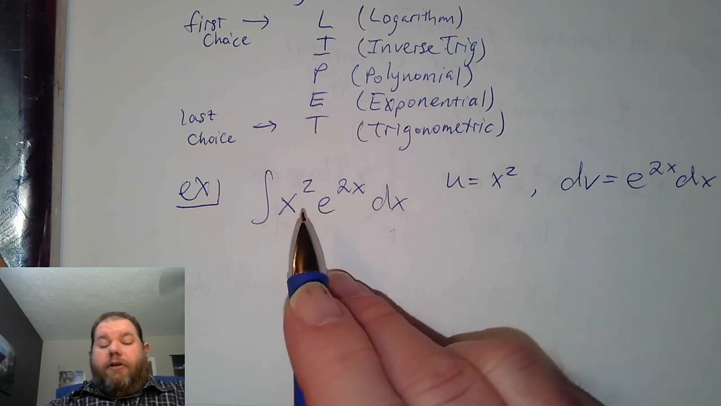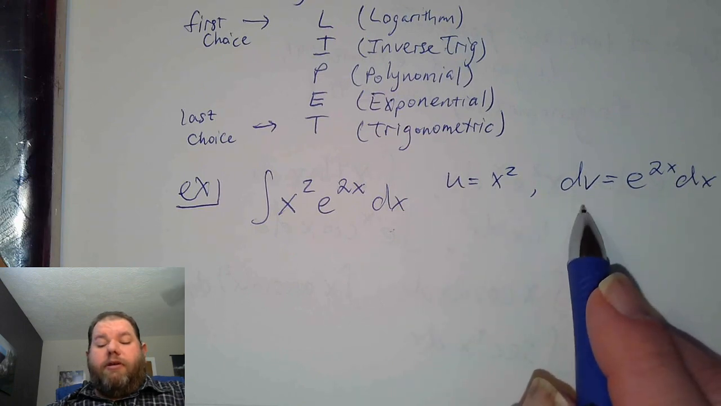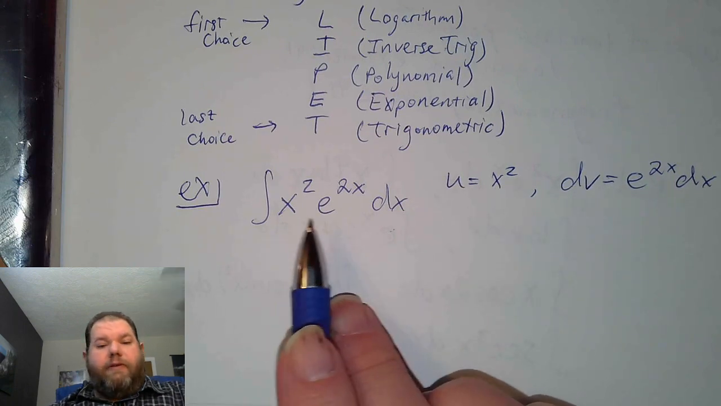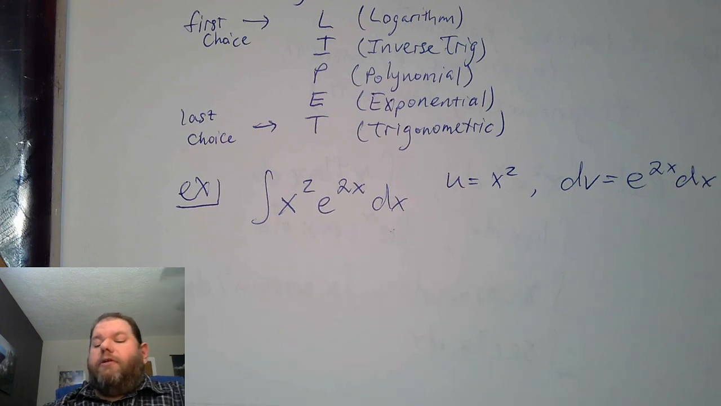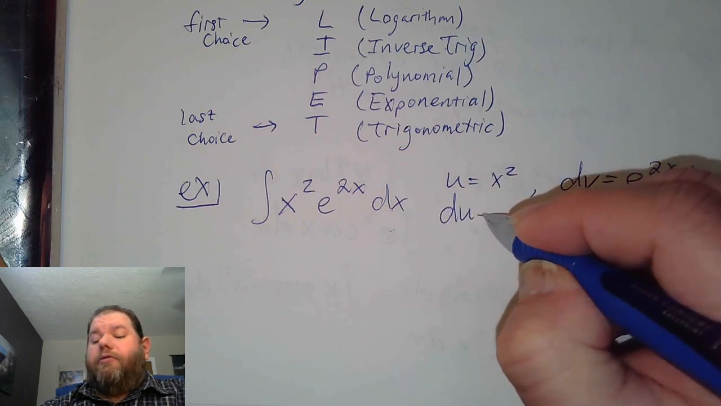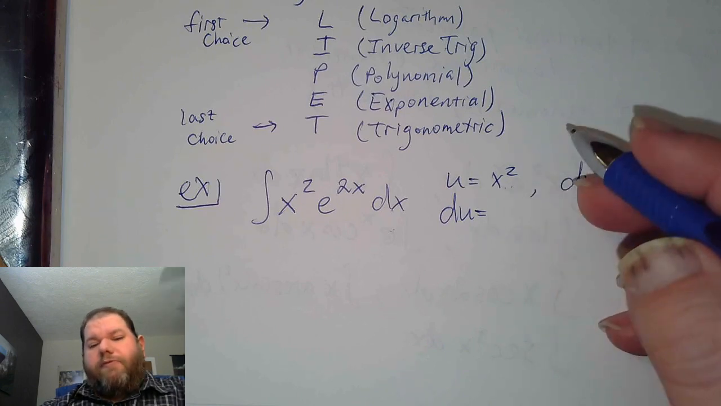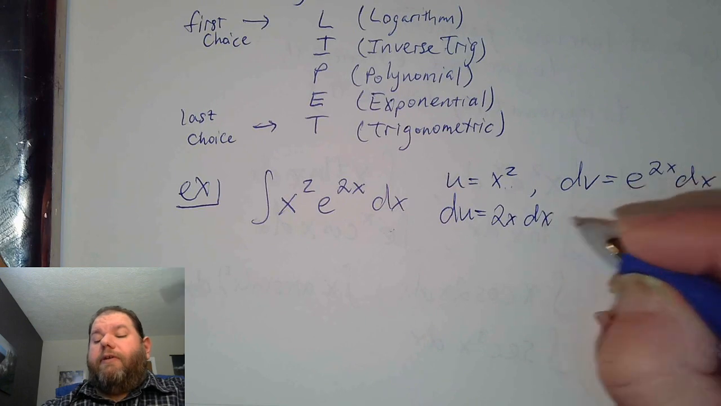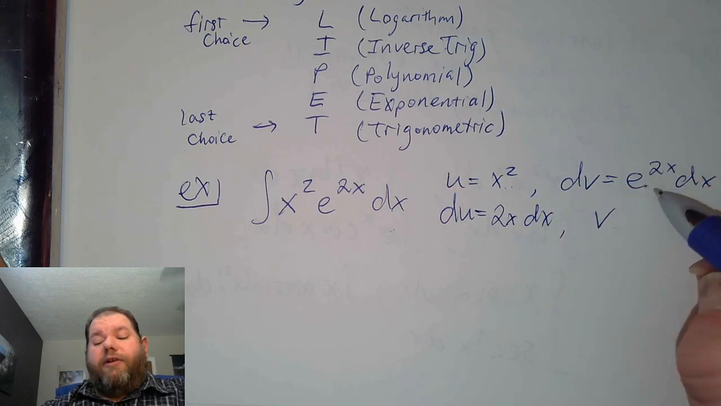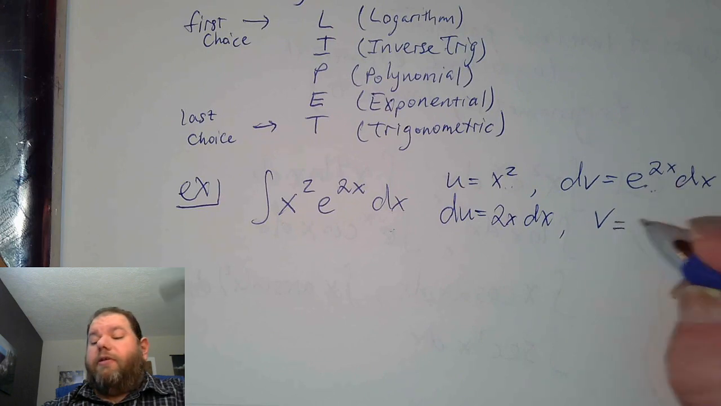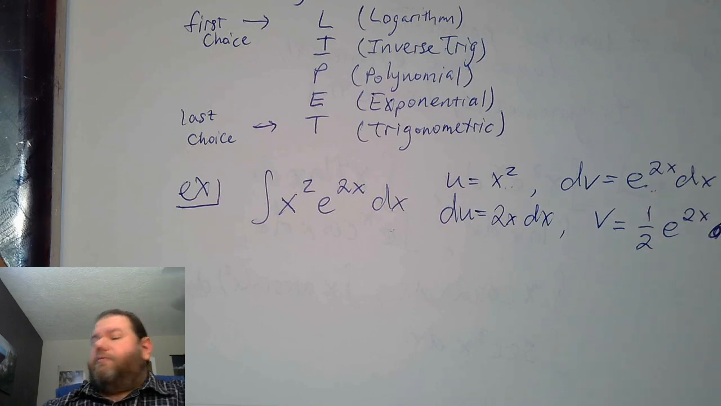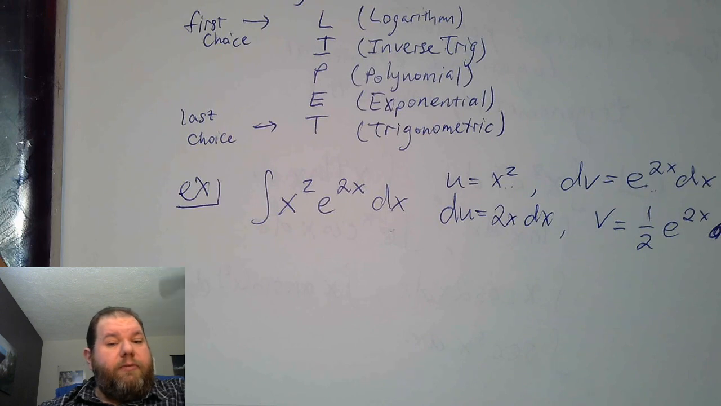So again, we've split this integral into two parts, u and dv, which represent the two pieces of this product. Now, once we identify what u and dv are, we have to find du, which is the derivative here. So the derivative of x squared is 2x dx. And then we have to find v, which is the integral of e to the 2x. And the integral of e to the 2x is 1/2 e to the 2x. Normally we would put plus c there, but in this case, when we're working with integration by parts, we would leave off that plus c, because it'll be taken care of later.